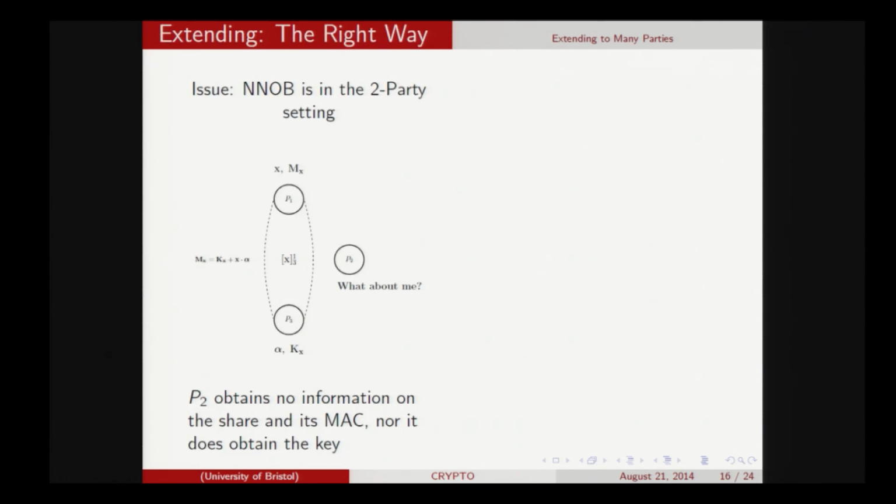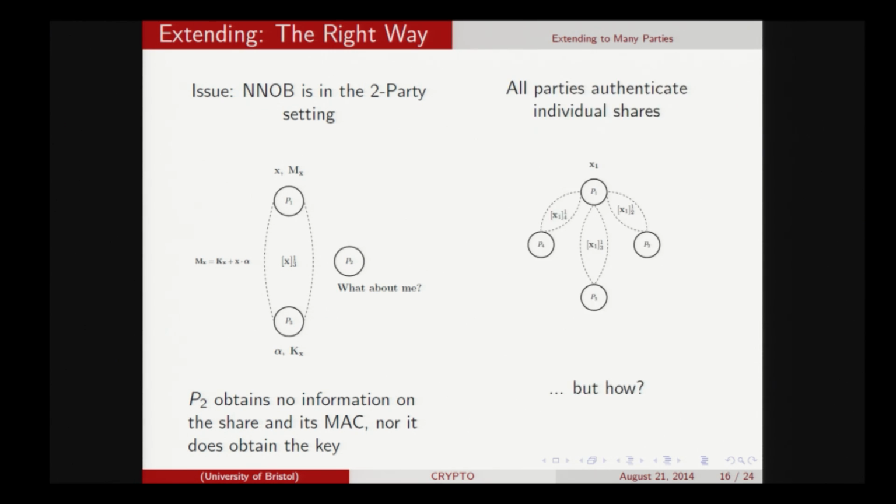So this attack is not surprising because we are using a protocol that was designed for two parties, but now we are considering at least three. So the third party doesn't have the bit that needs to be authenticated, and it doesn't have the MAC on it, but it also doesn't have the keys that authenticate this bit. So it really seems that each party needs to authenticate the shares of all the other parties. But the question is how you do this.